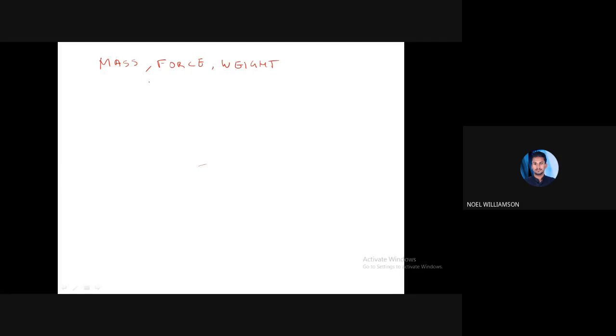ഓക്കെ, ഇവിടെ ഒരു ചാറ്റ് മെസ്സേജിൽ ആക്സിലറേഷൻ എന്ന് പറയുന്നുണ്ട്. എന്താണ് ആക്സിലറേഷൻ? ഓക്കെ, നെക്സ്റ്റ് മാസ്, ഫോഴ്സ്, വെയിറ്റ്. മാസ് എന്താണ്, ഫോഴ്സ് എന്താണ്, വെയിറ്റ് എന്താണ് എന്നുള്ള കാര്യമാണ്.